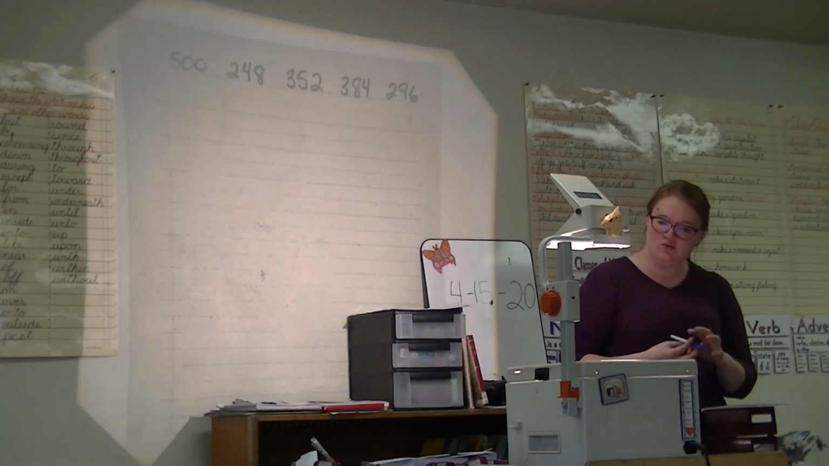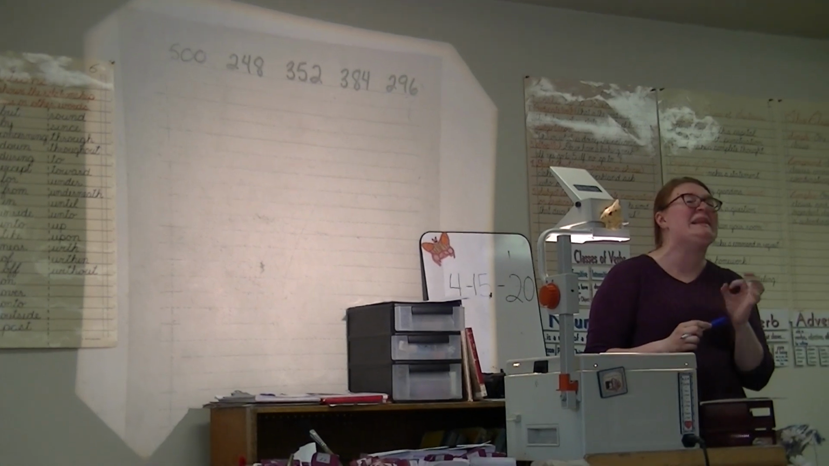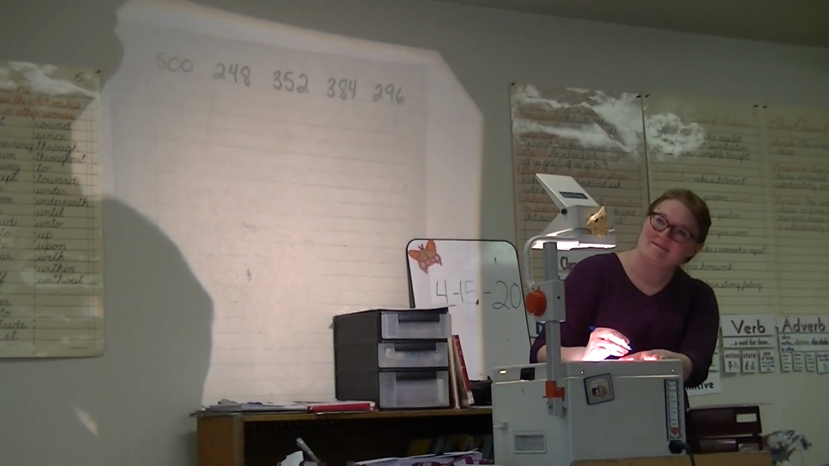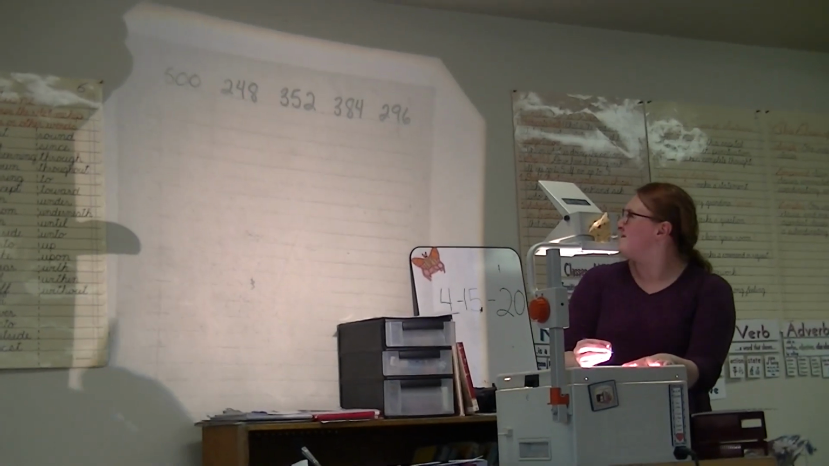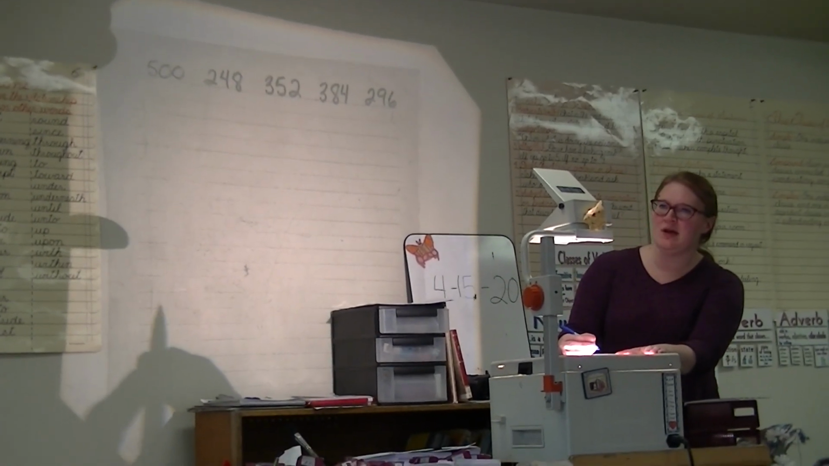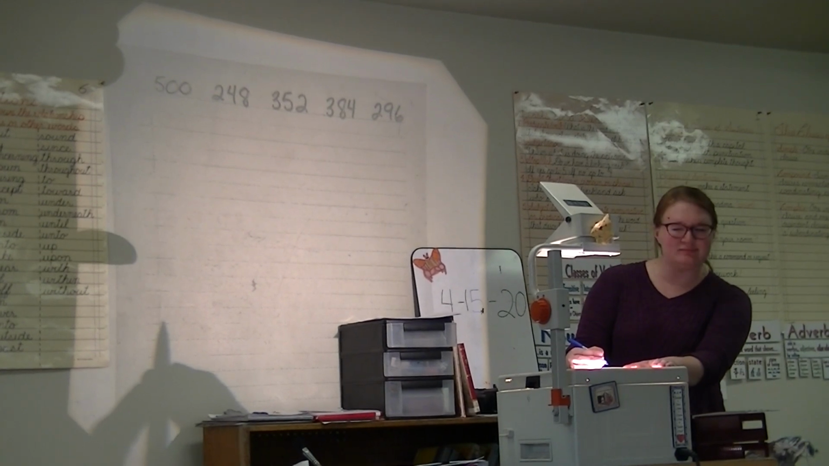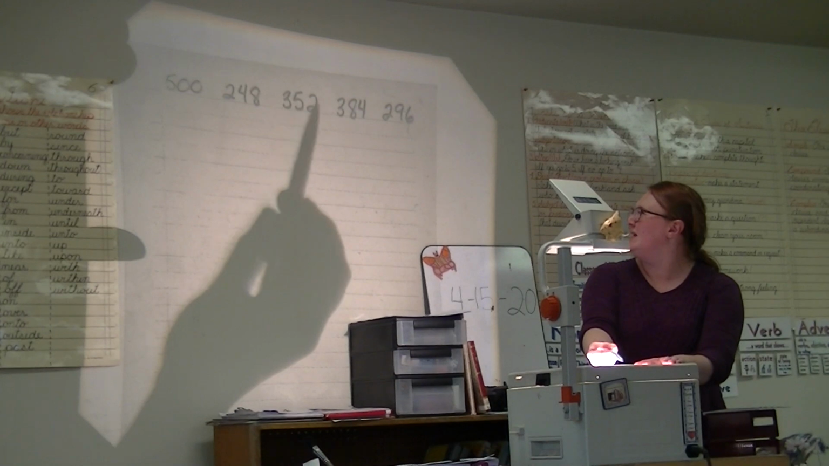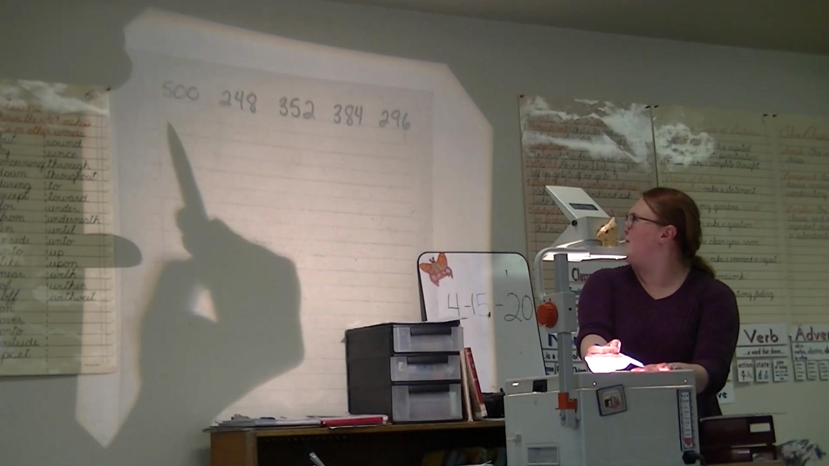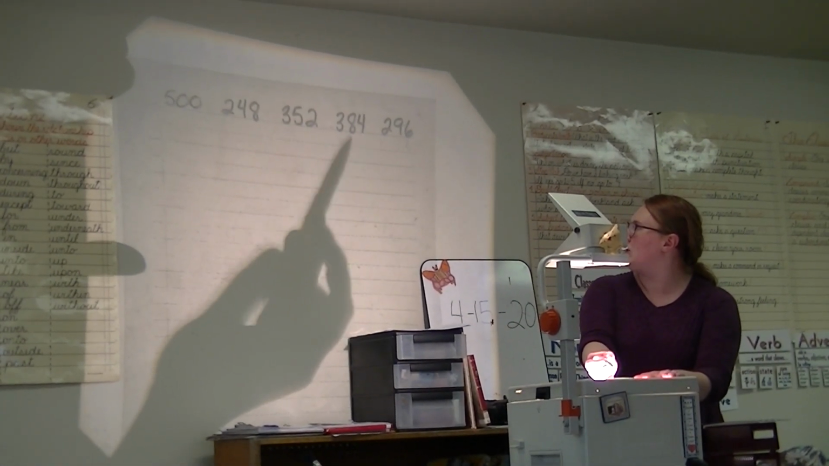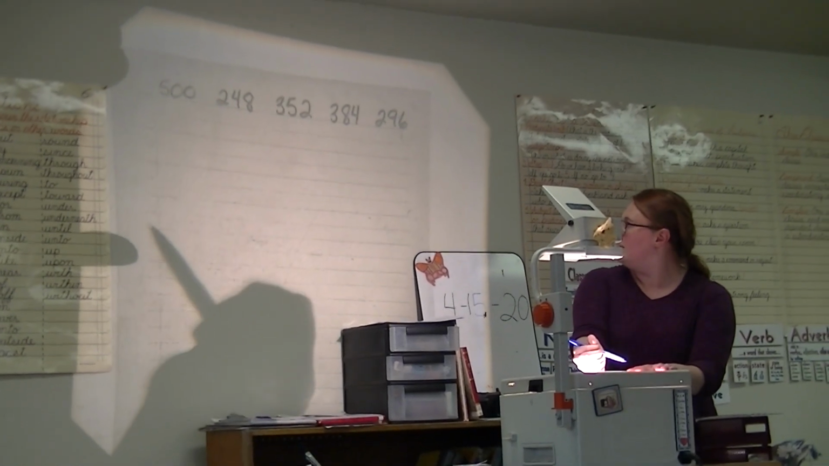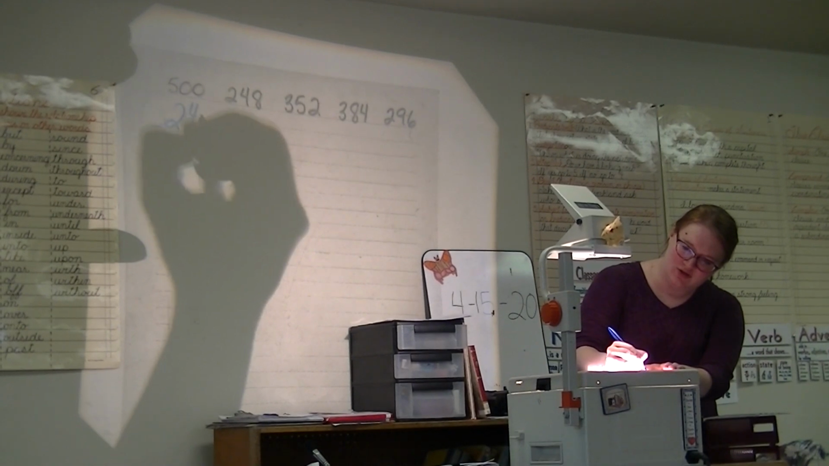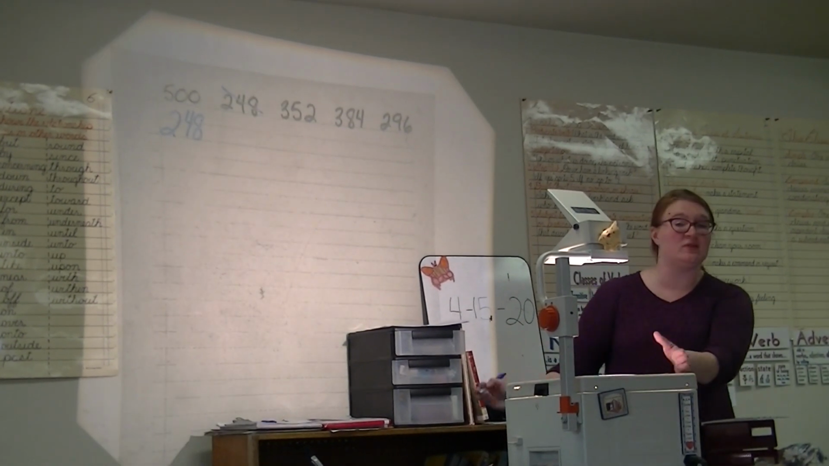We have all of these. Which number is the smallest? Which number is the least? Jackson? Okay. Hold on. Take your time. You're good. Think it through. You can look up here. Which number is the least or has the smallest value? 248. Let's cross that one off because we don't need it anymore.